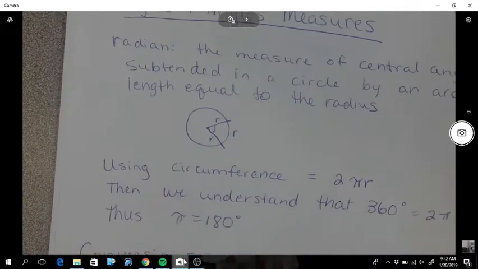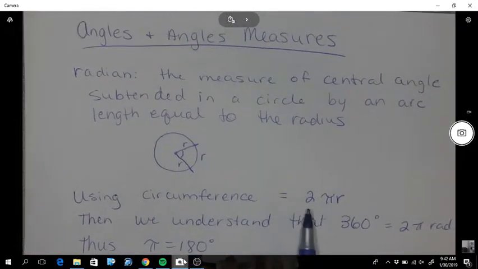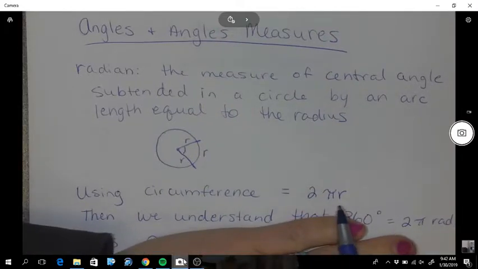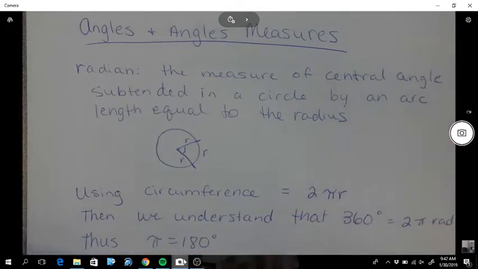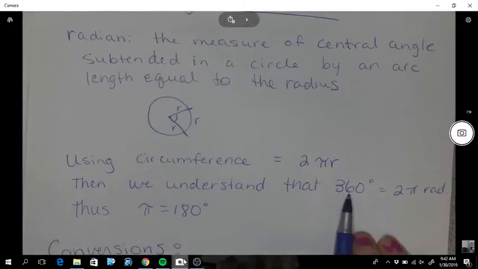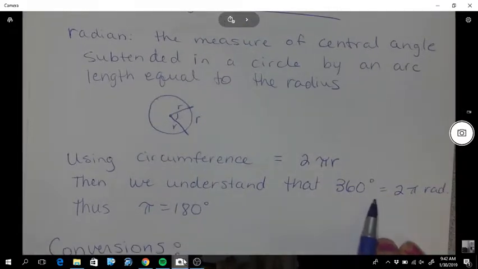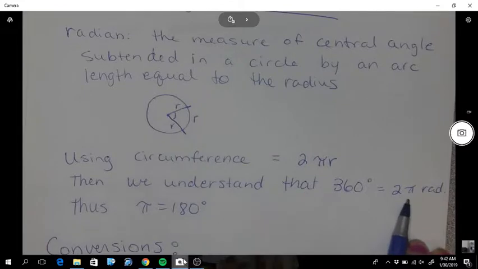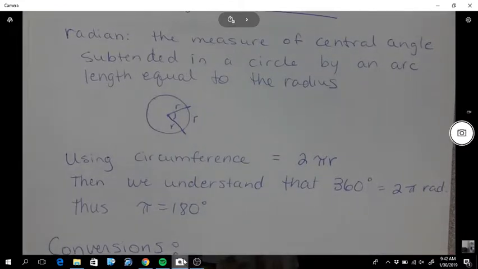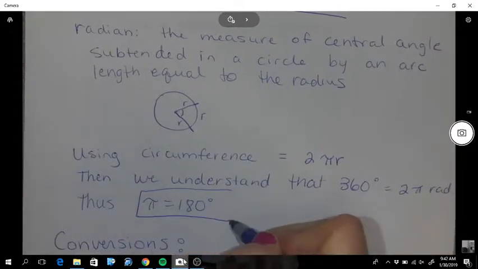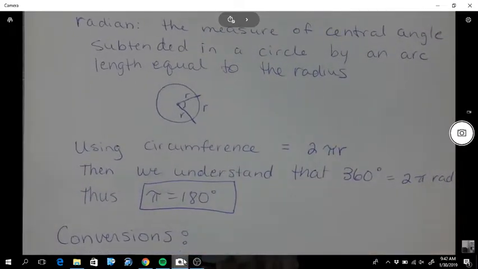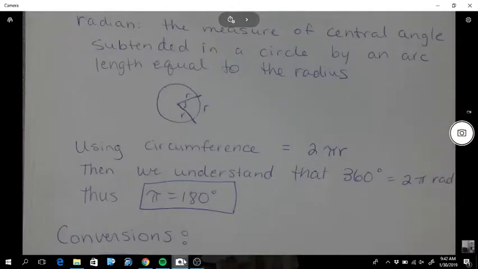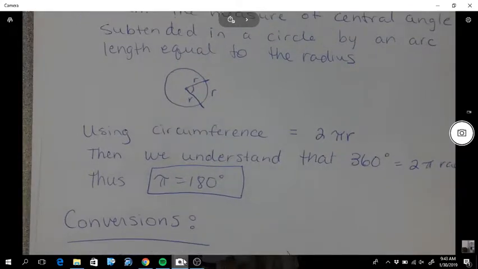So if we think about the formula of circumference, which is 2 pi r, then we would understand that 360 degrees would be equivalent to 2 pi radians. And then we have this as a conversion, that pi radians is equal to 180 degrees in a circle. Okay, so using that, we're going to be converting.